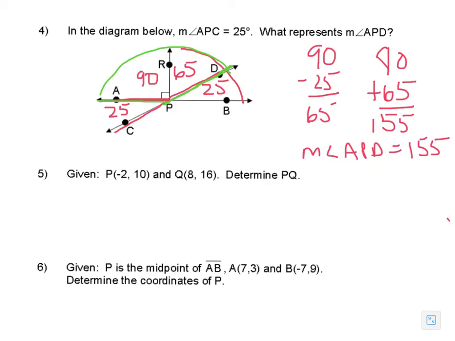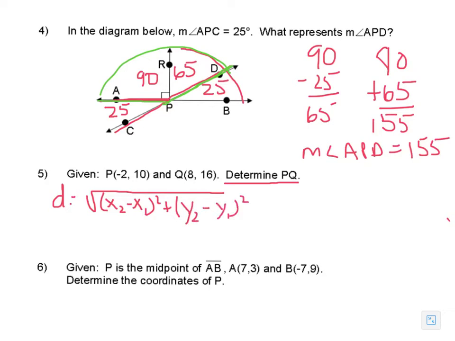Given P is negative 2, 10 and Q is 8, 16, determine PQ. Determine PQ means you want to find the length of PQ. So to find length, we need the distance formula. I'm kind of cramped for space here, so let's start over here. The distance formula equals the square root of (x sub 2 minus x sub 1) squared plus (y sub 2 minus y sub 1) squared.